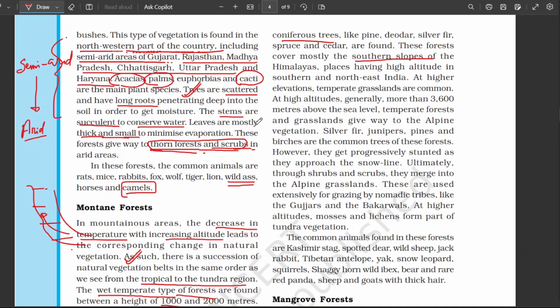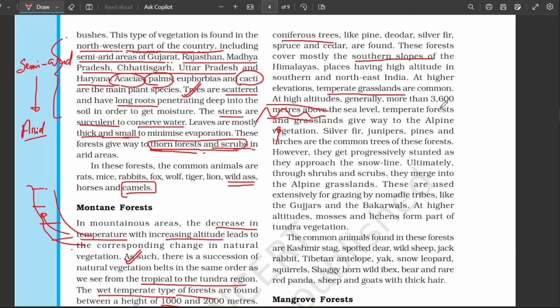तो हिमालयस अगर आप इंडिया में देखोगे तो इंडिया के साइड से ये इस साइड से इंडिया है, तो सदर्न स्लोप इस साइड होगा और नॉर्दर्न स्लोप किस साइड से होगा? तिब्बतन साइड से जब आप आओगे. Places having high altitude in southern and north east India. तो हाई एल्टीट्यूड पे ये मिलेगा सदर्न स्लोप पे. At higher elevations, टेम्परेट ग्रासलैंड मिलेंगे जब आप और ऊपर जाते हो.